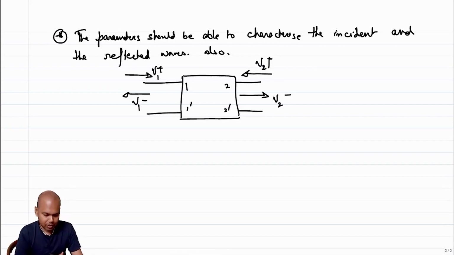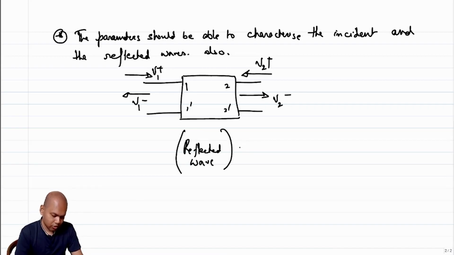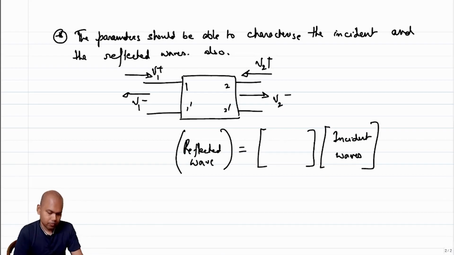So the people who came up with characterizing these V plus and V minus waveforms, this is how they do it. Let's say the goal is, again, to minimize reflection. So what should the parameters capture? Parameters should capture that the reflected wave should be equal to some function of incident waves, right?